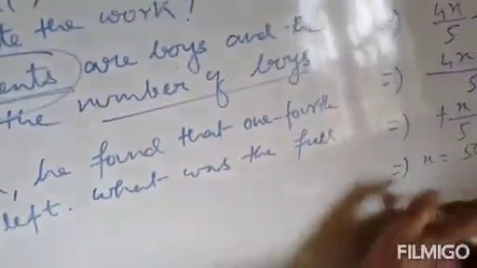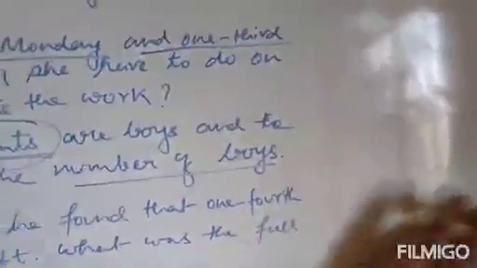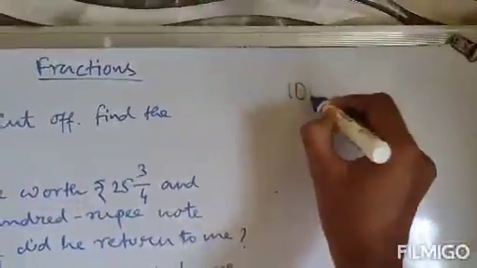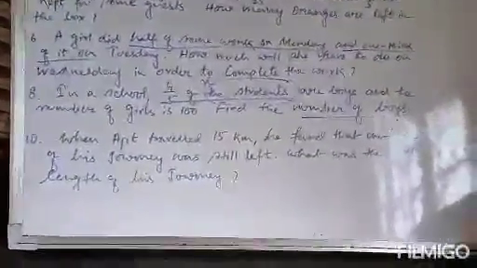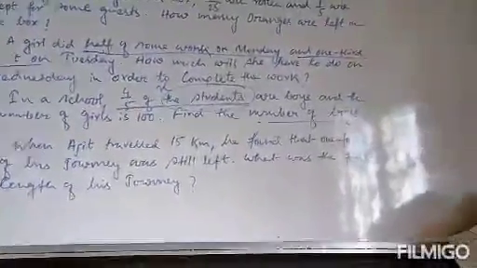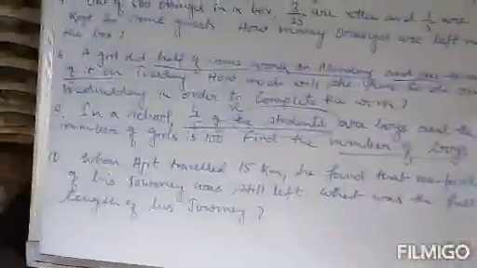Next question. Last question of this exercise. That is question number 10, and the chapter will conclude. Question number 10 says, when Ajit travelled 15 km, he found that 1/4 of his journey was still left. What was the full length of his journey?